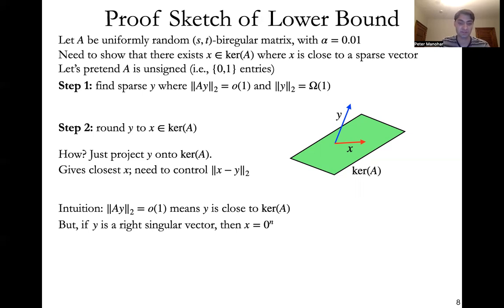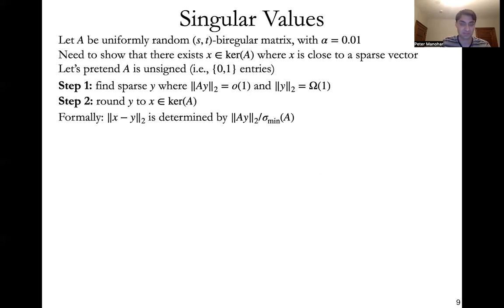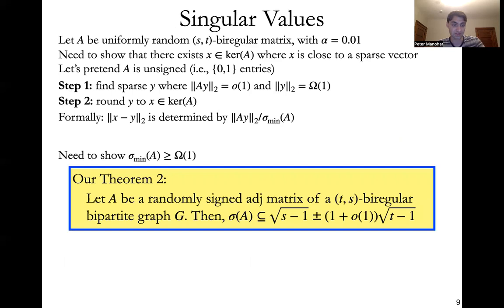So when we project, we would get the all zeros vector. And in particular, x and y would be very far. Formally, we can control this distance by looking at the L2 norm of Ay divided by the minimum singular value of A. And this means that the last step of the proof is we need to show that the minimum singular value of A is at least some constant. And so that's our second theorem.